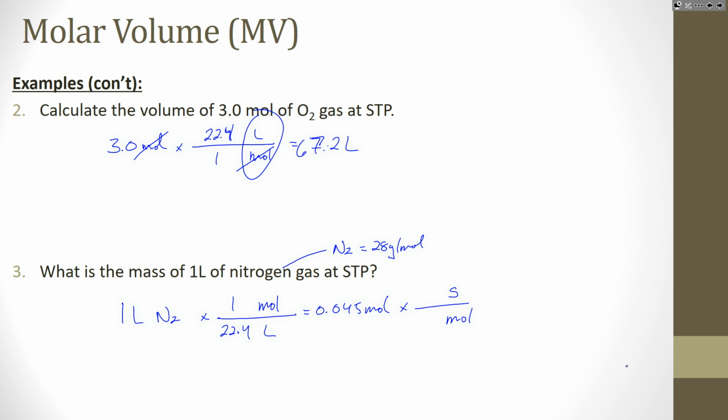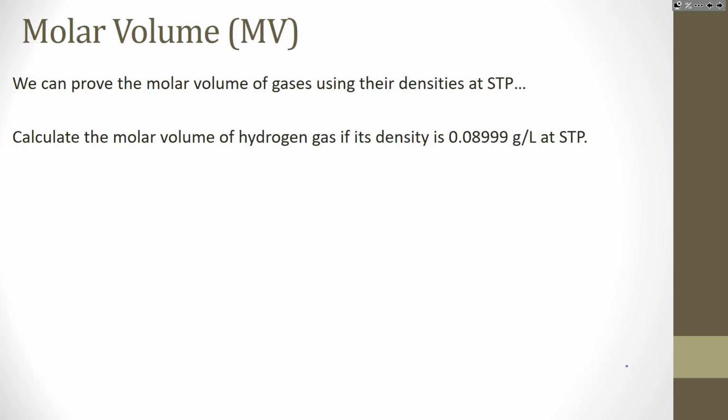So we're going to cancel out the moles and get grams. Notice I can't jump right from liters to moles, or liters to grams. I have to go through moles. That's why moles is such an important thing: it allows us to convert from one unit to the next. So we have our moles, and now we're going to go to our grams. It's 28 grams for every 1 mole, and I get 1.26 grams of nitrogen. So if you have a liter of nitrogen gas, remember gases are spread far apart, you actually have 1.26 grams.